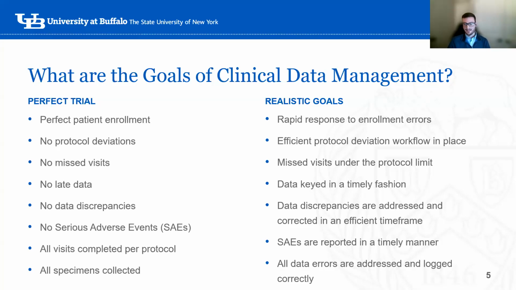Addressing data discrepancies and correcting them in an efficient time frame. So these data discrepancies could be something as minor as just a falsely reported value, with a participant reporting their weight as 1,000 pounds. Obviously that could be incorrect. So we query them, we go back and forth. Oh, it's supposed to be 100. They just added an extra zero in there. Great. They fix it right away.